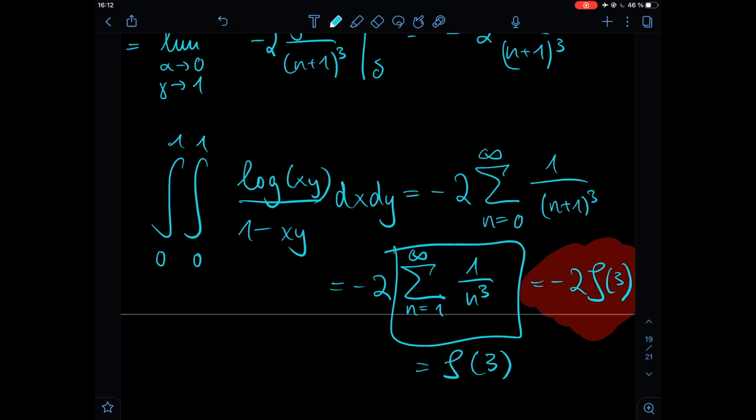I enjoyed this calculation so much. This is so amazing because applying all those different methods like integrating by parts, improper integrals with limits, using L'Hopital's rule, using geometric series, using double integrals, and then getting such a magnificent result. Like it's the Apéry constant, you know, like that's so amazing.